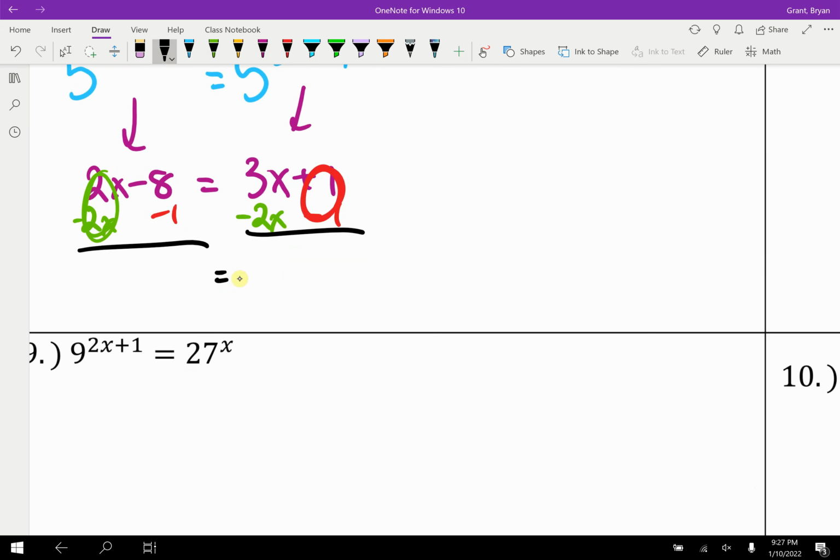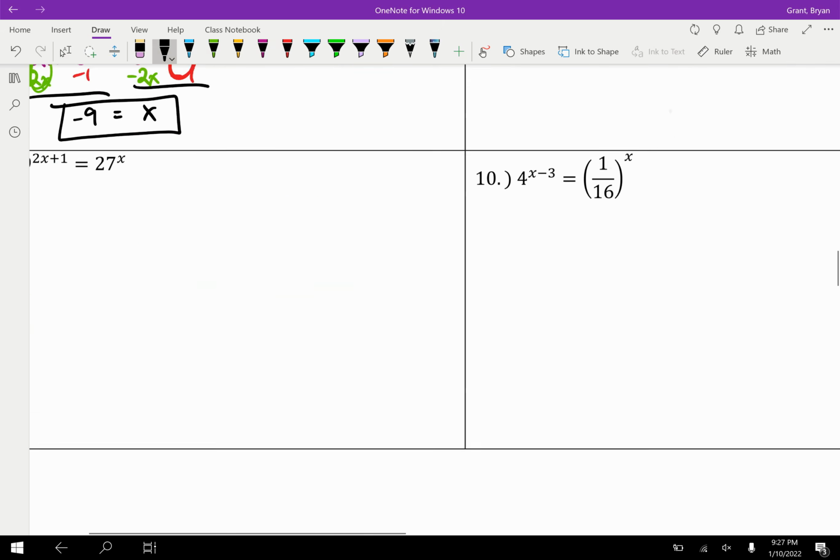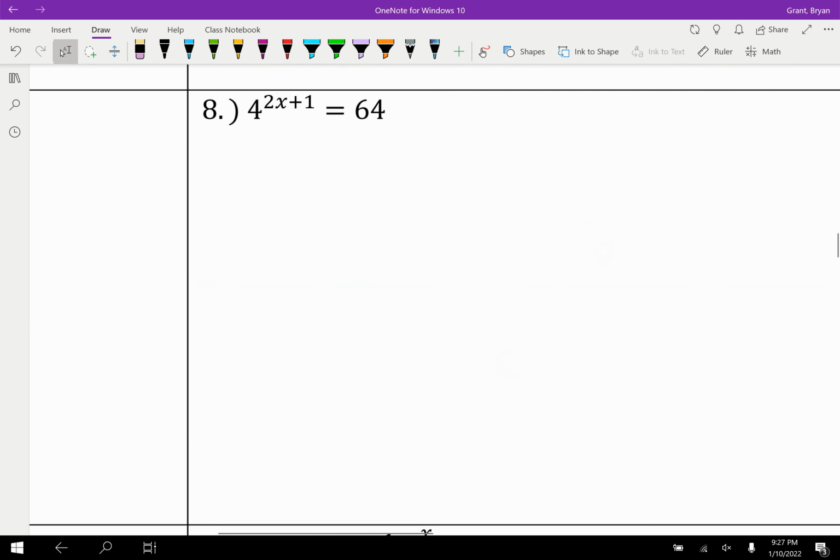3x minus 2x is just 1x, or 1. Negative 8 minus 1 is negative 9, and now we solved. 2 steps at once. Masterclass. Now we actually have 3 to go. Well, I was checking just to make sure I wasn't lying to you.